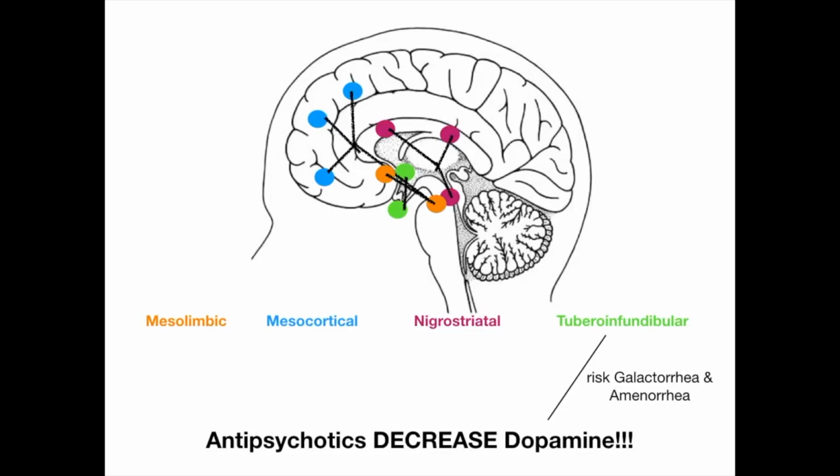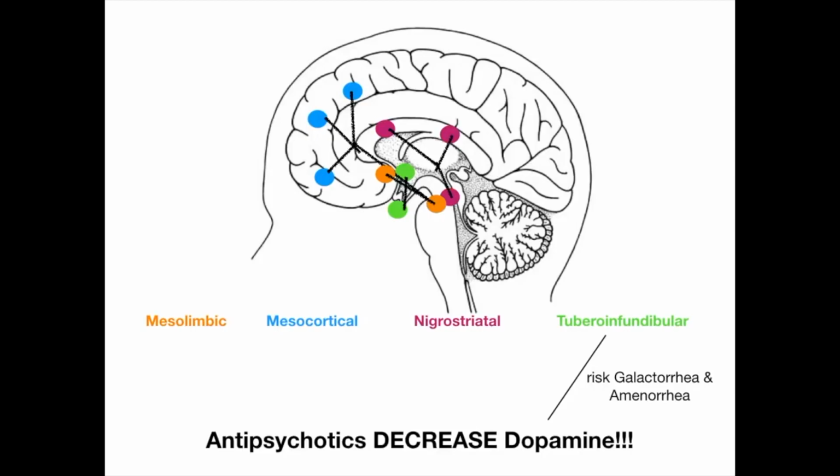Now I want to pause for 1 second. In the mesocortical pathway, I told you that it causes negative symptoms. And when we treat someone with an antipsychotic, you might be thinking, are you always going to worsen negative symptoms? If that's the case, how do we ever treat schizophrenics and fix their negative symptoms? The truth of the matter is that positive symptoms will go away before negative symptoms do. And negative symptoms really, really tend to stick around.